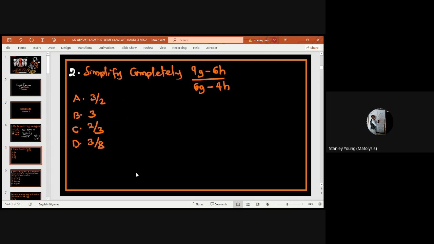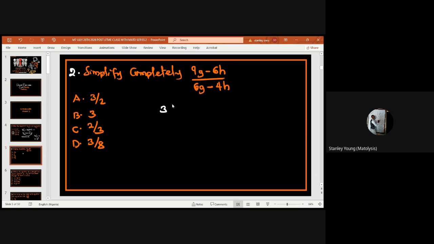Question 2 is on fraction, simplification of fraction. You would realize that the main question contains variables g and h, but the options do not contain any one of them. So that is your clue there, that the g and h must somehow cancel out. And how do we do that? You factor out a number from here. What's common to them? Your guess is as good as mine.